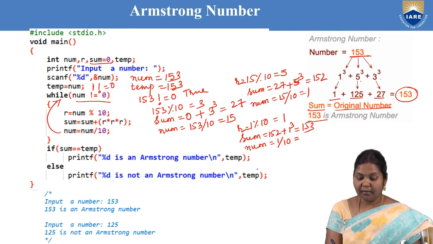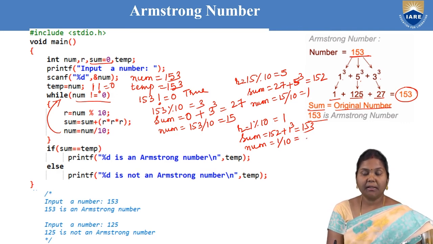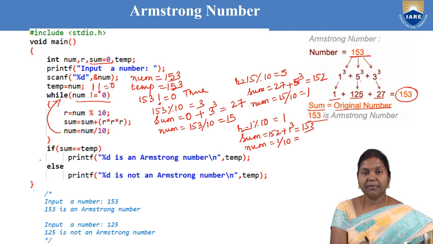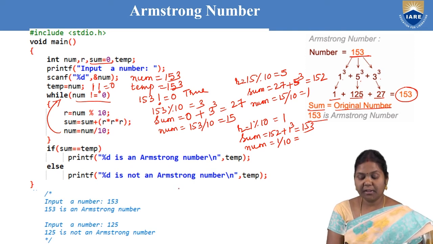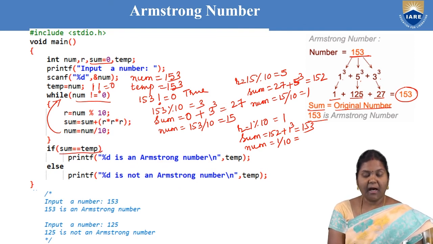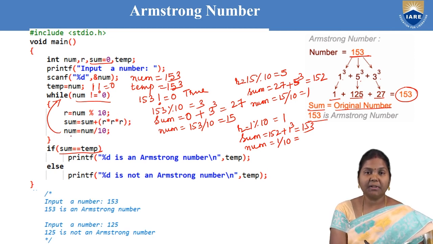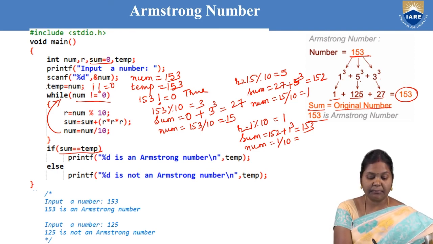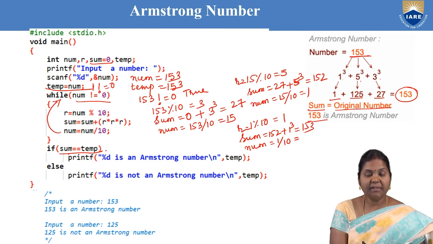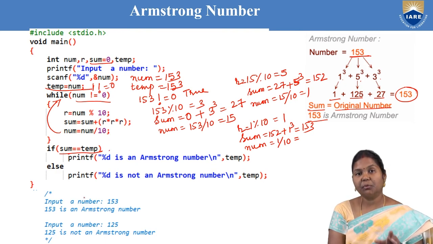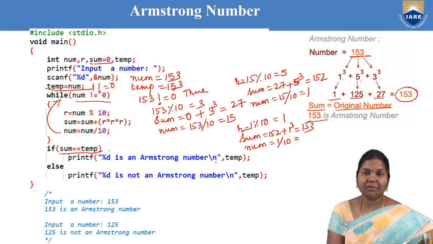1 by 10 is equal to, you will get now 0. So in this way, the loop will be repeatedly executed until the loop condition is failed. Now, after getting the sum, you check your sum is equal to the original number. The original number inside the loop has become 0. So, you have stored the original number into a temporary variable in this step. So, if sum is same as the original number which is stored in temp, then you print that it is an Armstrong number. Otherwise, it is not an Armstrong number.